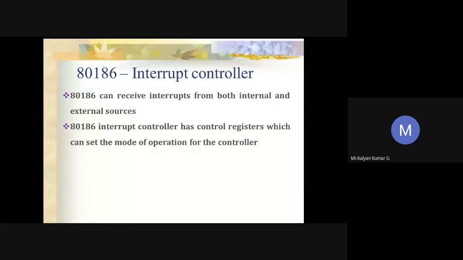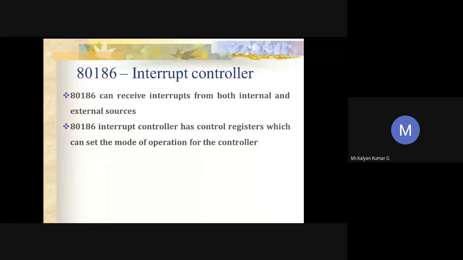The 80186 microcontroller also has control registers which can set the mode of operation for the controller. You have those additional features also, and actually we have different modes.